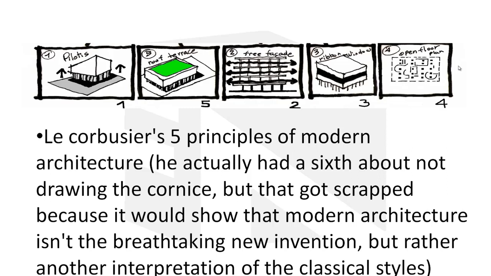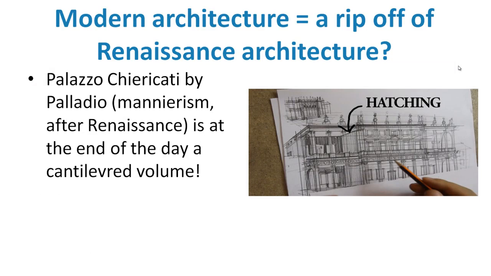These were principles that were kind of copied from the classical architecture, and I could say from Renaissance, because he actually had a sixth principle, which was about not doing the cornice, right? Which is the top, you could say, connection between the walls of the building and the roof, okay? So not having that would create the distinctive look of modernism. And obviously he scrapped principle number six. He applied it nonetheless, but he scrapped it because it would show a clear connection from modernist architecture to Renaissance and to the classical, okay? So, yeah, is modern architecture a ripoff of the Renaissance architecture?